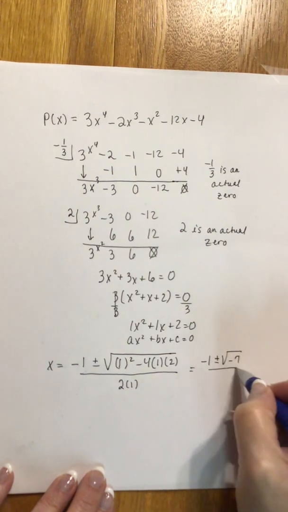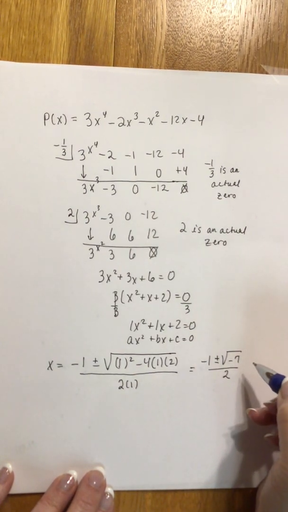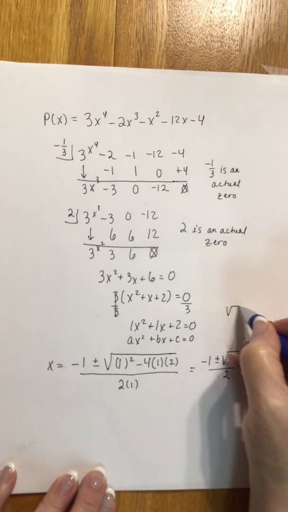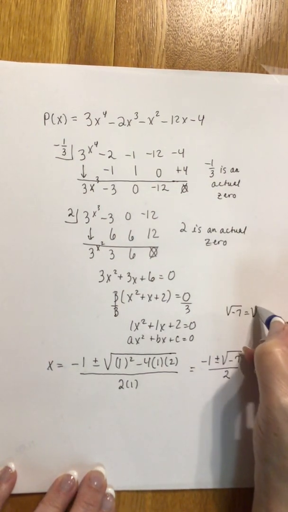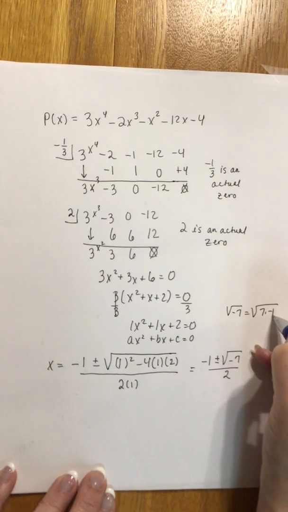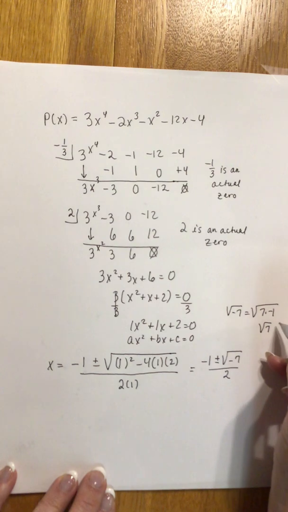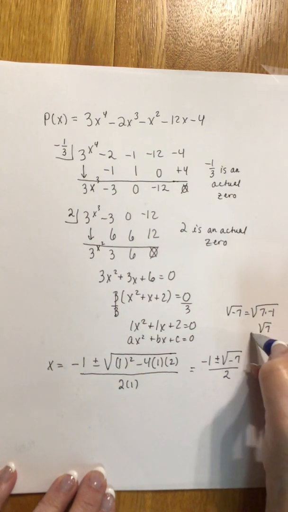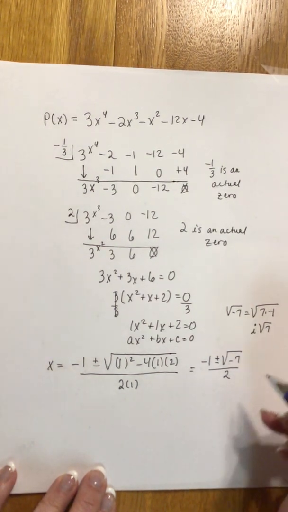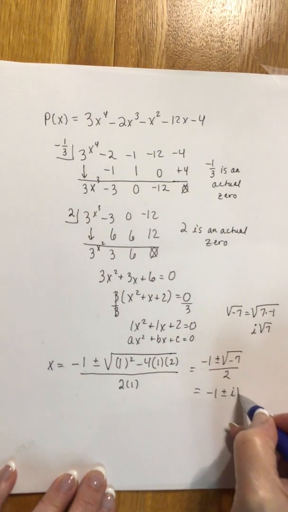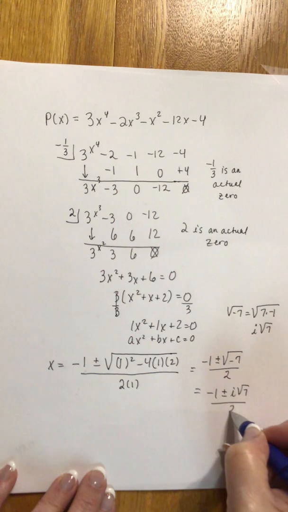So now I have negative 1 plus and minus the square root of 1 minus 8 would give me a negative 7 over 2. Now, we still have the I there because we have the negative. So we're going to have square root of negative 7 is broken up as 7 times negative 1. Square root of 7 has to stay in the square root because it's not a perfect square, and the I comes outside. So we end up with negative 1 plus and minus I square roots of 7 over 2.